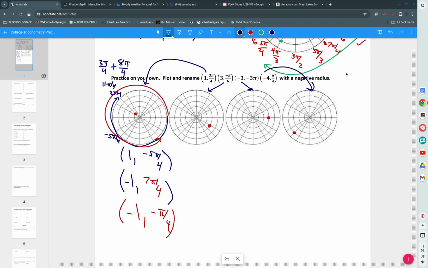Go ahead, try the next one. It is 3 and then -3. So we're going to use a positive radius and a negative radius, a positive and a negative. See if you can rename it.